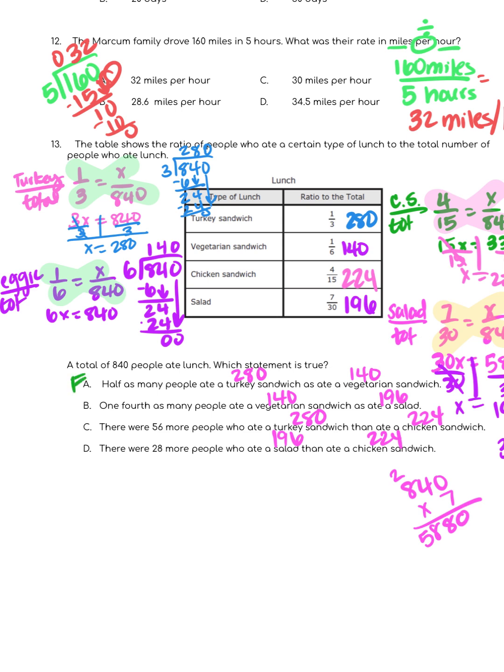1/4 as many people ate a vegetarian sandwich as ate a salad. That means 196 divided by 4 would be 140. That's not true.